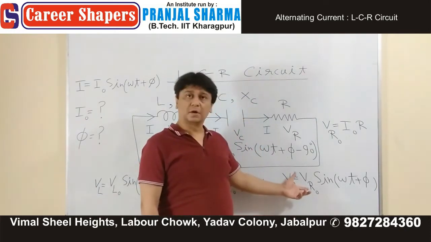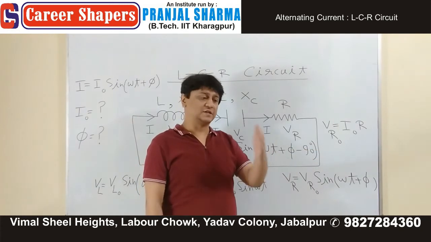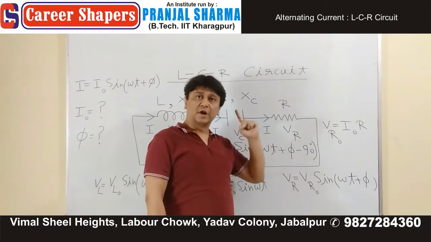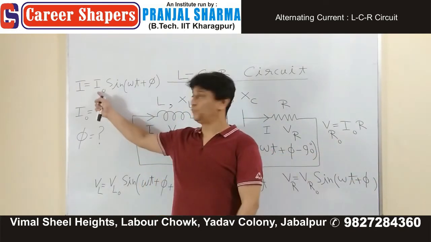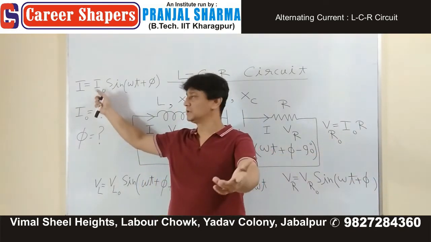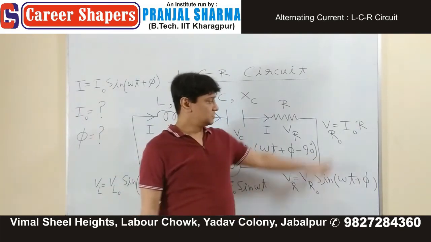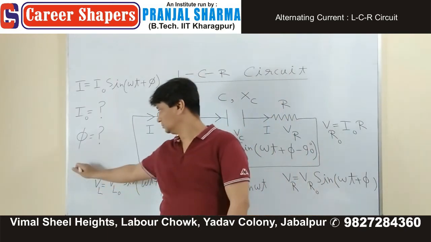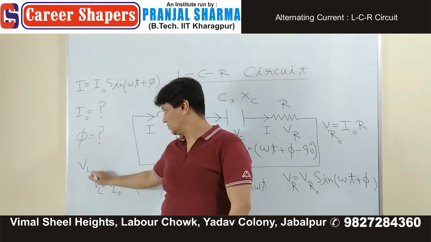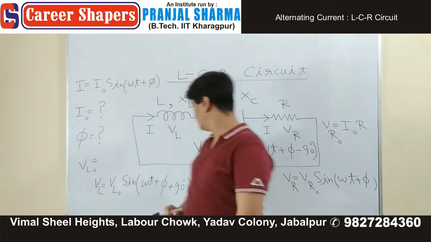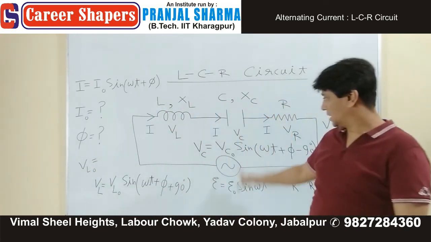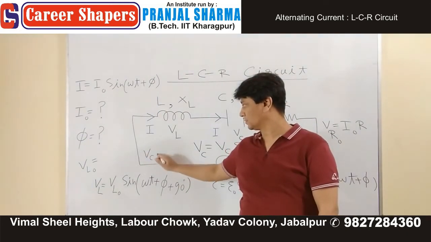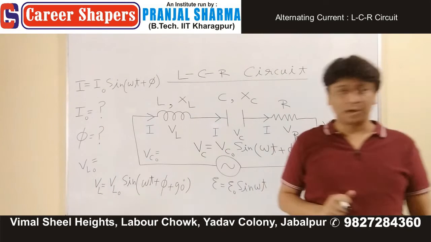This is simply what? Potential difference. What is potential difference? Current multiplied by resistance. What is the current? I. But we are looking for maximum. So go for maximum value of current, which is I naught. So this is VR naught. Now get me VL naught. Write down VL naught and write down VC naught in the comment box.